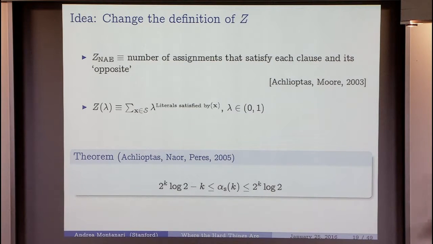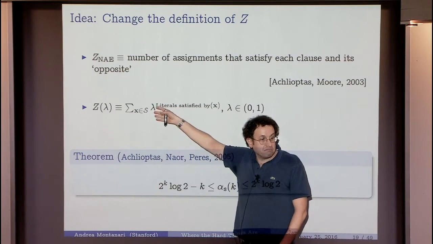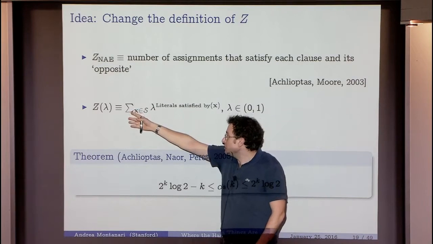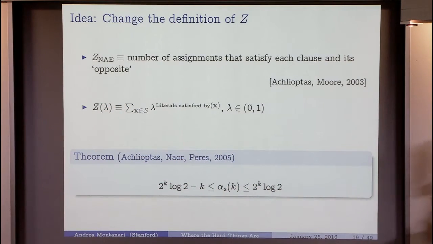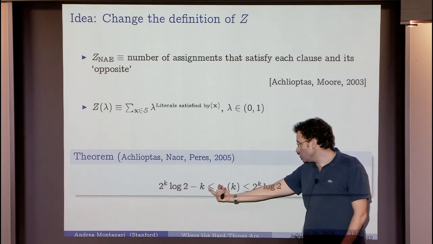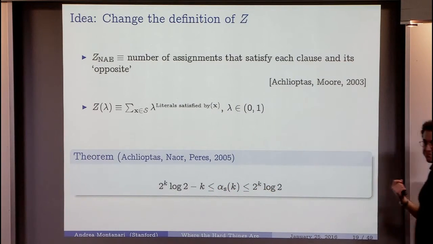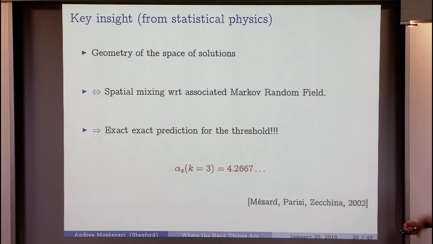Now, it's not obvious, but it's a result of the calculation that if you take this exponential weight, it will save my random variable and make the second moment work up to a non-trivial threshold. And in particular, in this way, they were able to prove that alpha_s is between 2^k log 2 minus k and 2^k log 2. Okay. So this was about the second moment and rescuing the second moment method from this problem.